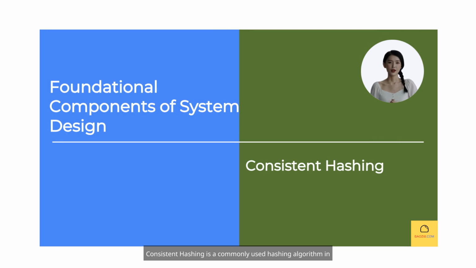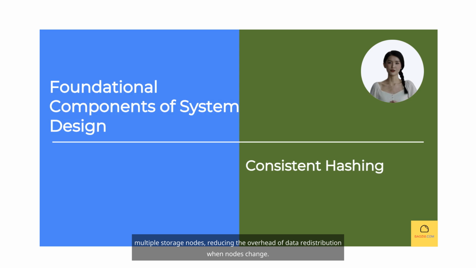Consistent hashing is a commonly used hashing algorithm in distributed systems, primarily used to distribute data evenly across multiple storage nodes, reducing the overhead of data redistribution when nodes change. It is widely used in distributed caching, load balancing, and distributed storage systems. Below is a detailed explanation of its working principle, workflow, and a few examples to illustrate its application.